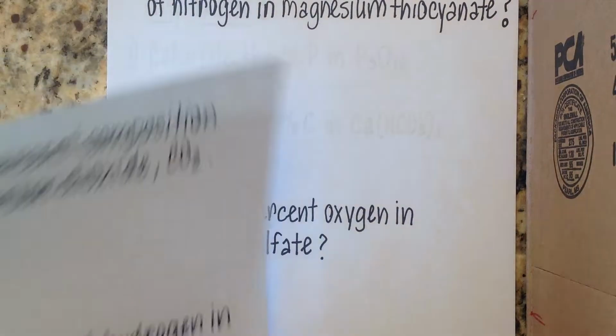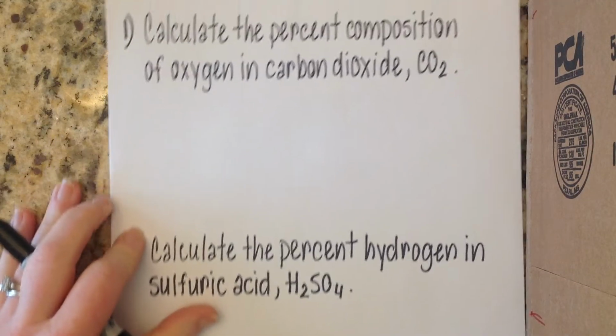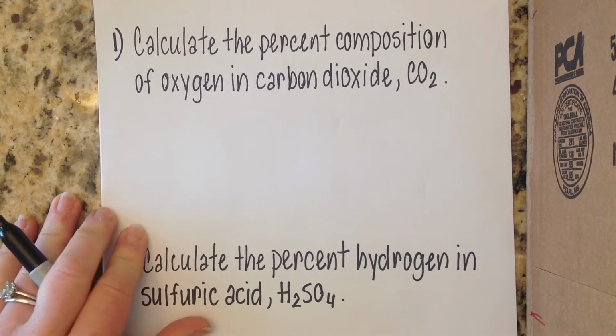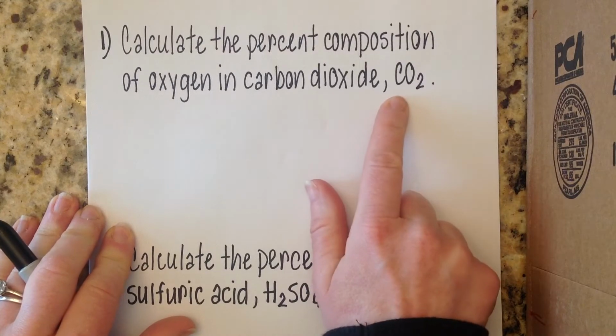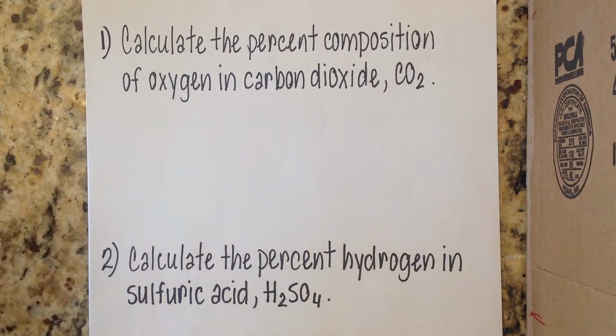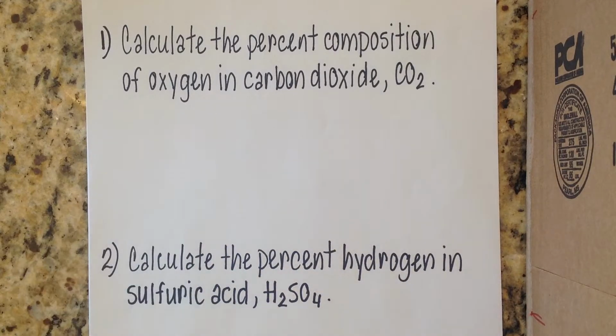So, question number 1 says calculate the percent composition of oxygen in carbon dioxide. So they have given me carbon dioxide, and based on the mass that I find for that molecule, what I'm wanting to know is what percent of that mass came specifically from those oxygen atoms. So I like to start these problems off by simply finding the molar mass just the way we did it in that molar mass video.